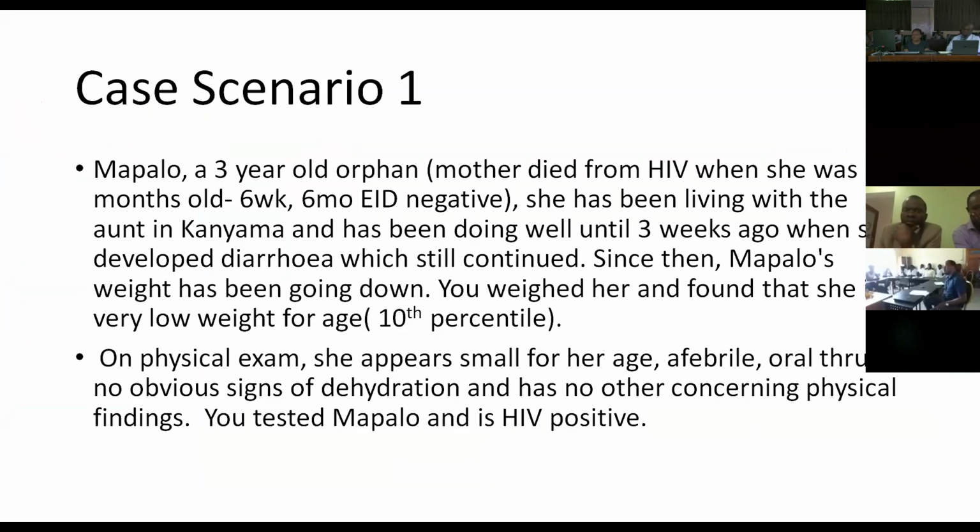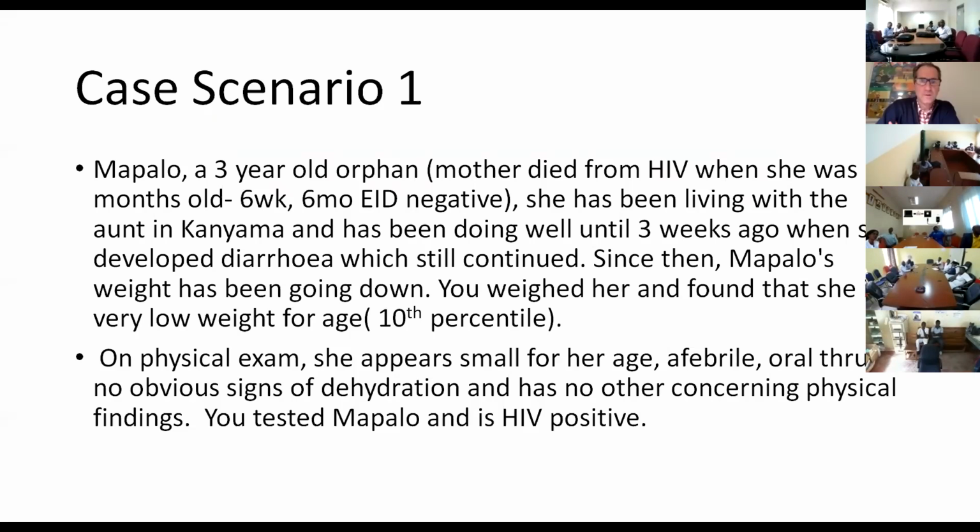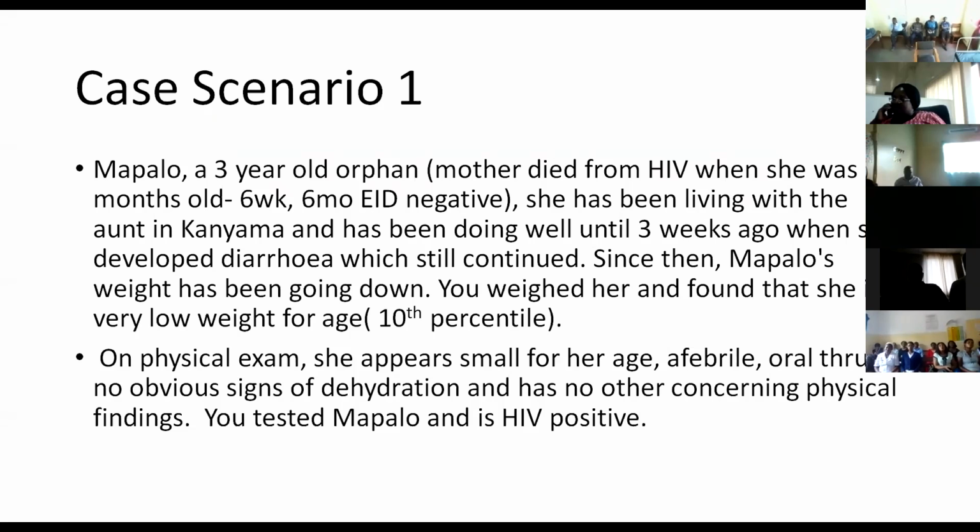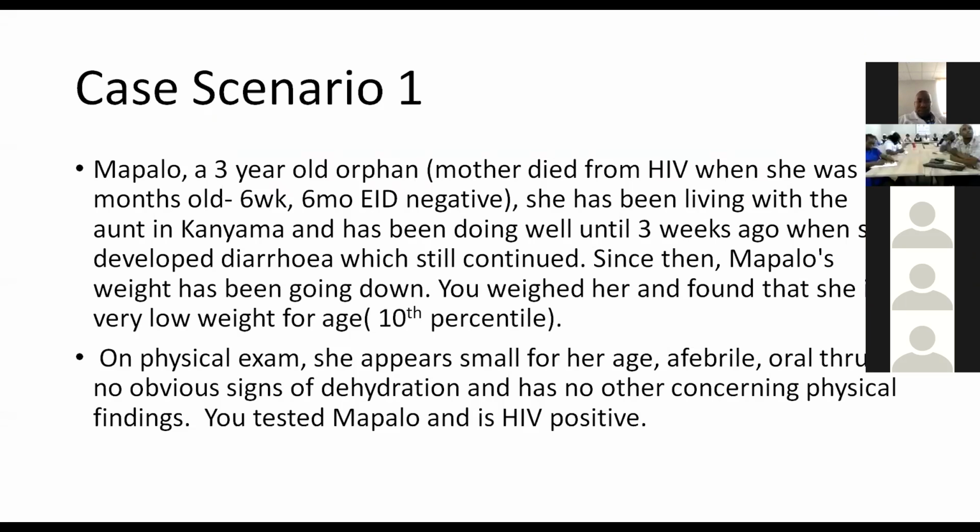So the first case scenario is quite wordy, but please follow through so that we can internalize this and participate in the discussions. So we have Mapalo, a 3-year-old orphan. The mother died from HIV when she was 10 months old. And she was tested at 6 weeks and 6 months in terms of early infant diagnosis, and the results were negative. She's been living with an aunt in Kanyama and has been doing well until 3 weeks ago when she developed diarrhea, which has continued.